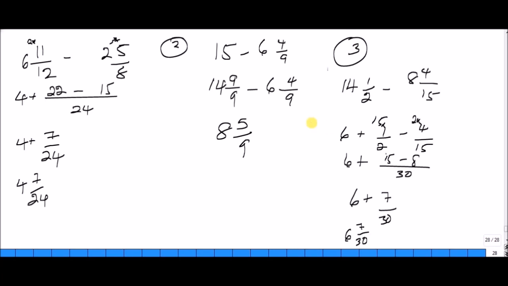Let's look at number 3. Number 3 says 14 and 1/2 minus 8 and 4/15. Our LCM here would be 30. We'd say 8 from 14, leaving us with 6. We say 2 into 30 goes 15 times 1. This is how we get the 15 here. And 15 into 30 would go 2 times, and 2 times the numerator 4 would give us 8. That's how we get 8 there. So we say 8 from 15 would give us 7 over 30 plus our whole number, which is 6. So our answer would be 6 and 7/30.